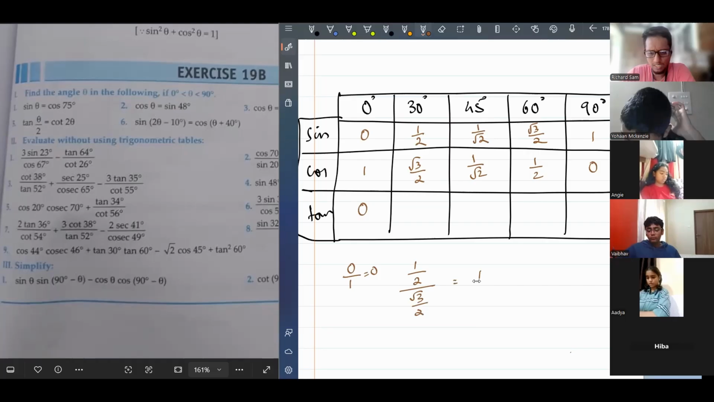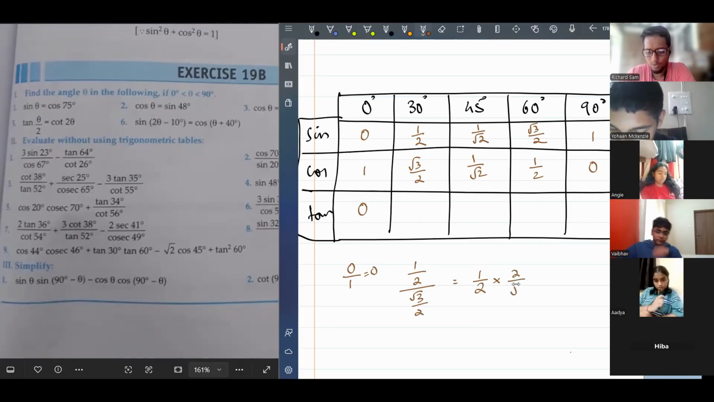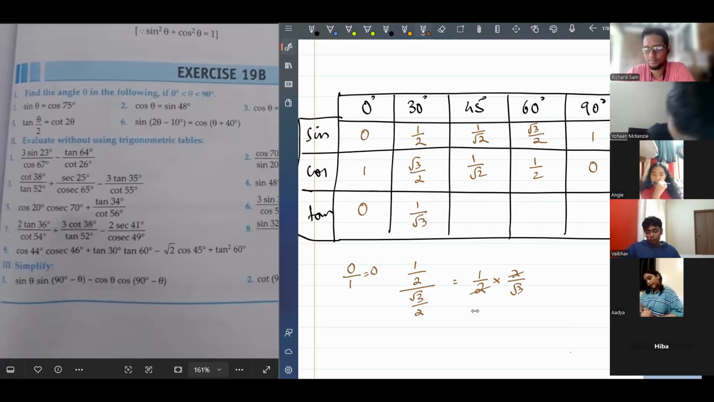So how do we write this? 1 upon 2, and this division we'll write as multiplication, reciprocal the denominator. So that will be 2 upon root 3. Correct? 1 upon 2 into 2 upon root 3. So here 2 and 2 get cut. What do we have? We have 1 upon root 3. Is that clear, everyone?